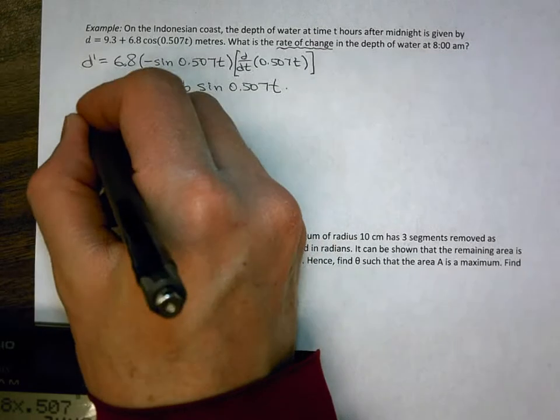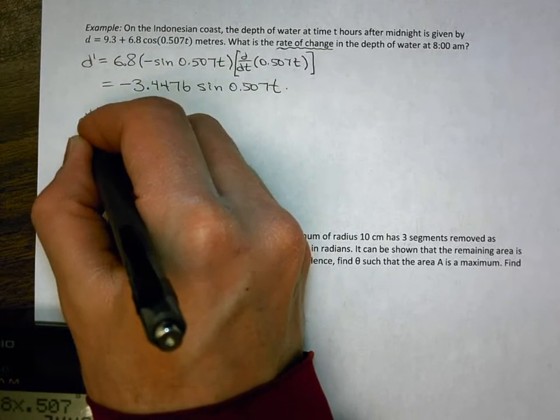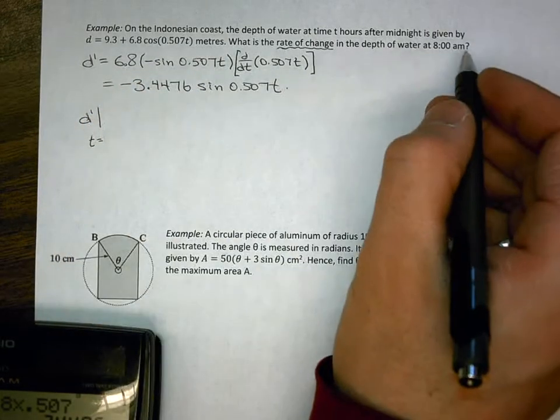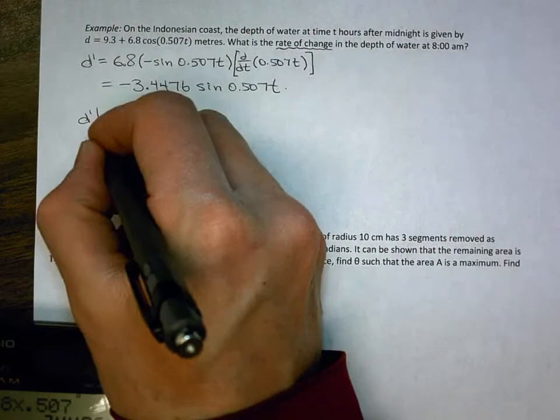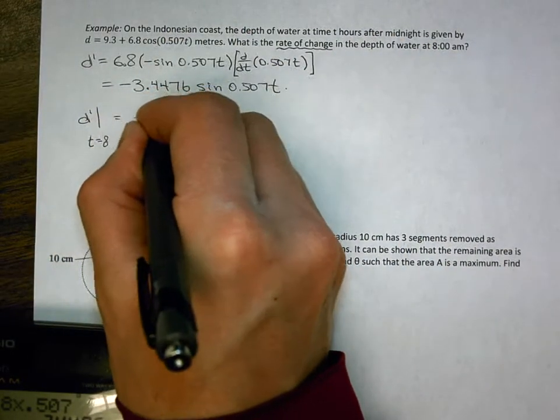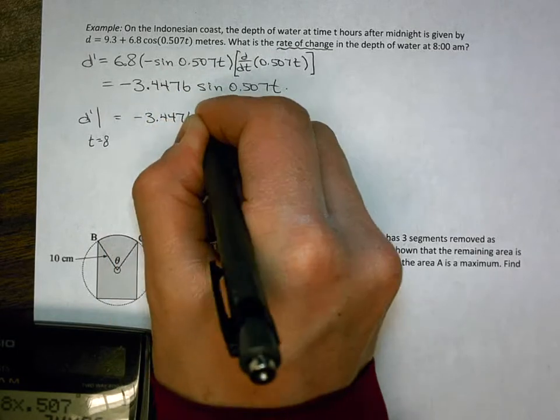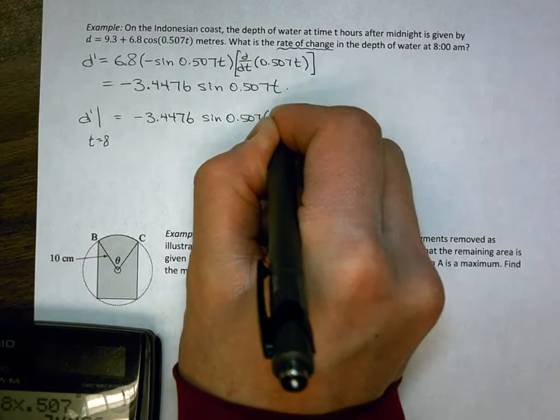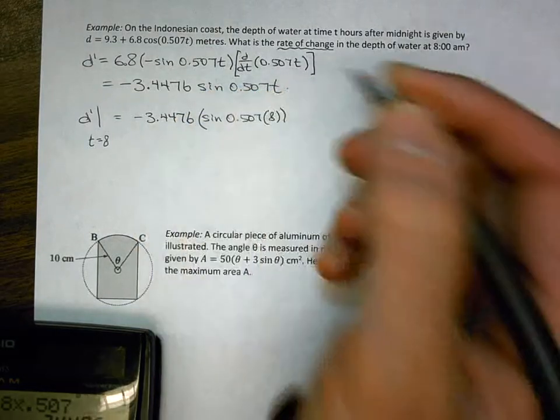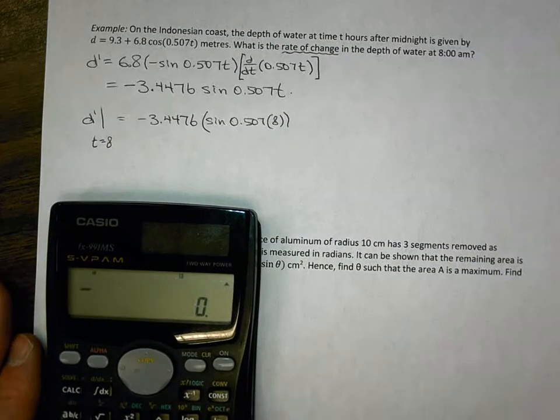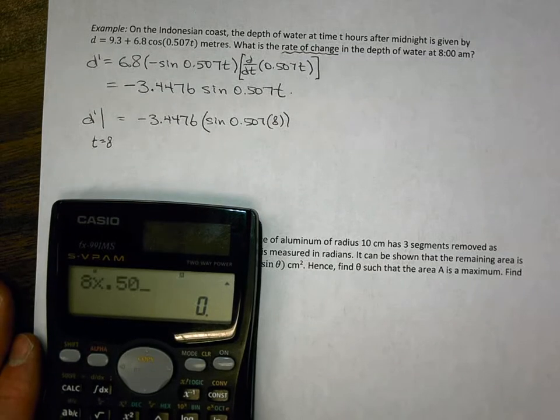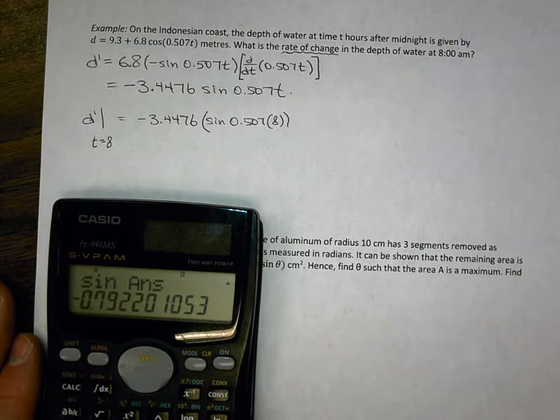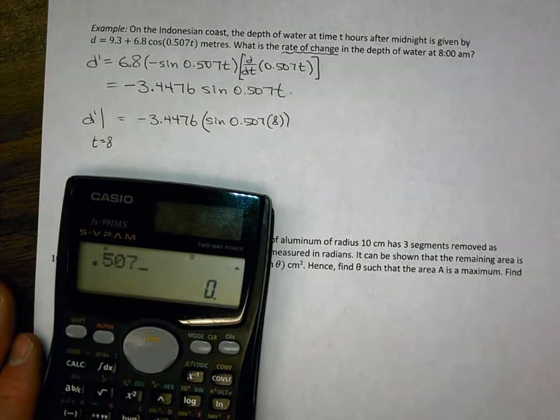To find the rate of change at 8 a.m., this is hours after midnight, so t is equal to 8. I just sub my values in. Just put that in brackets so it's clear what I'm doing. So I have 8 times 0.507, sine of that answer. Make sure, be really careful. That was a good kind of 0.507 times 8.